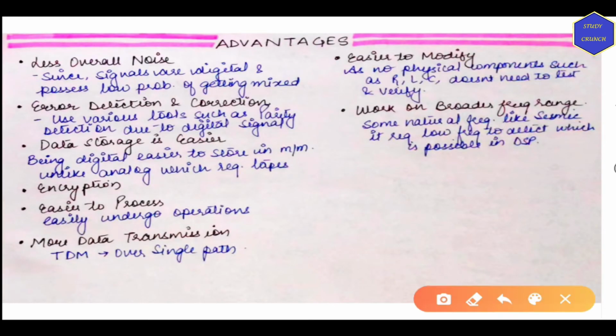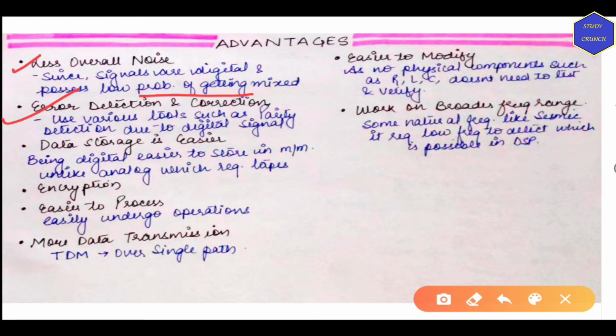Now what are the advantages of DSP? Why are we using DSP? First of all, it has less overall noise. We know that we have a digital signal, so with the digital signal, we have many advantages. Let's see. First of all, there is a low probability of signals getting mixed with each other, as it is digital and works only on 0, 1 signals, right? Then its error detection and correction is also easy.